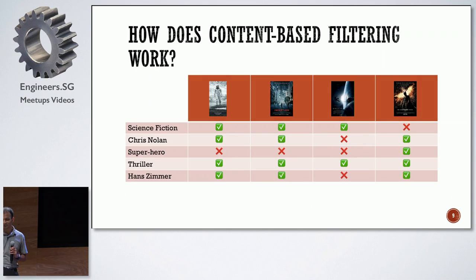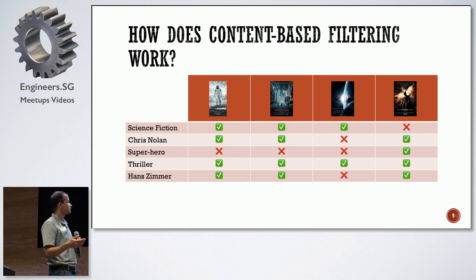Okay, so let's talk about content-based filtering. Let's start with content-based. We have four movies here: Interstellar, Inception, Gravity, and Dark Knight Rises. Content-based filtering takes some features, like whether it is science fiction. Probably the first three would be science fiction, and the last one is not. Is it directed by Christopher Nolan? Then only Gravity is not.